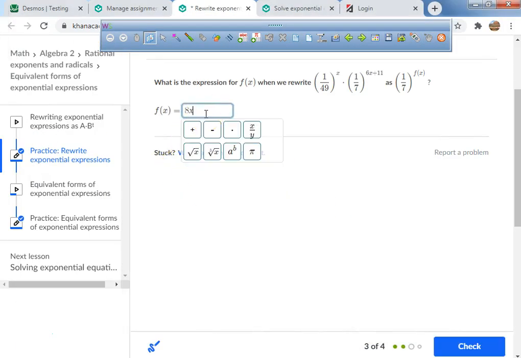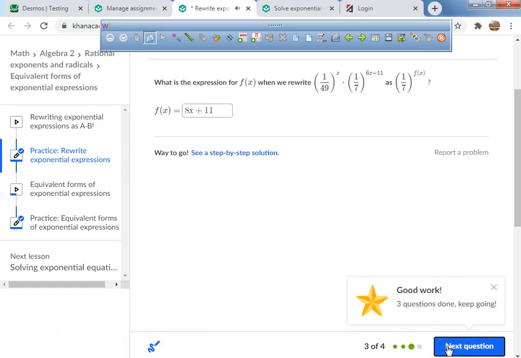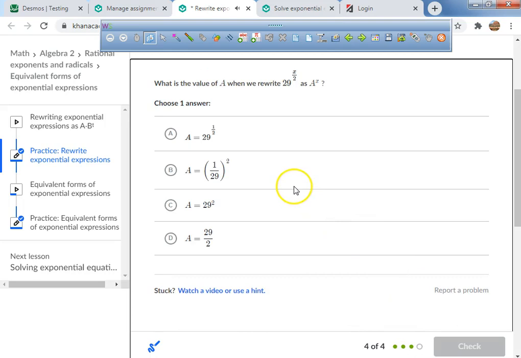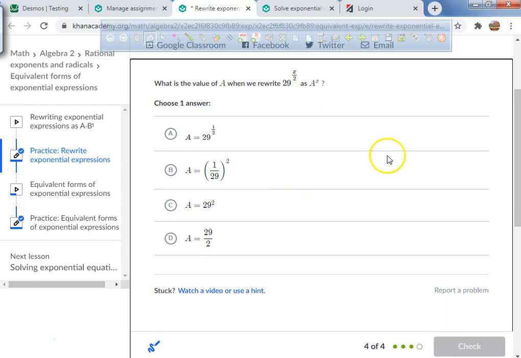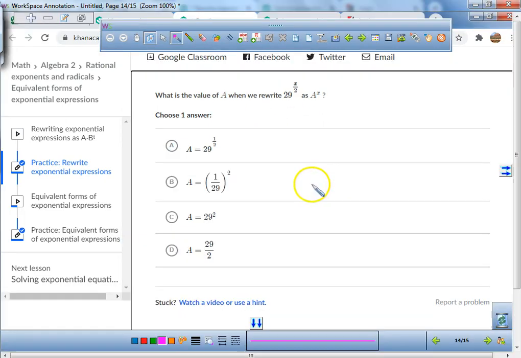So I'm going to type it in, 8x plus 11, and I'm trusting the process. The numbers are changing, but the process remains the same. All right, you guys go ahead and work individually. I'm going to do one quick problem. My students are going to be working in class. This is another easy one.